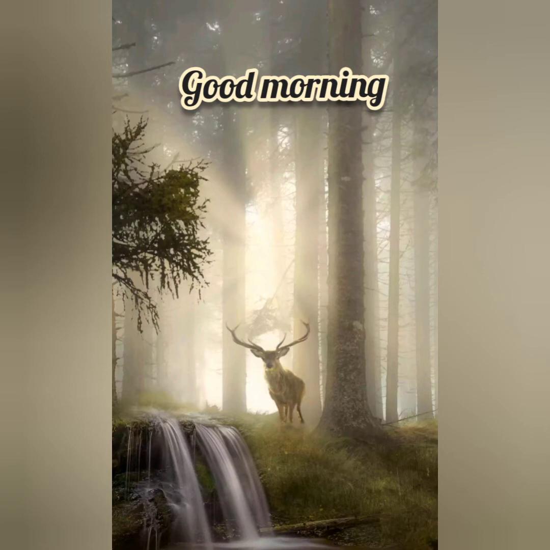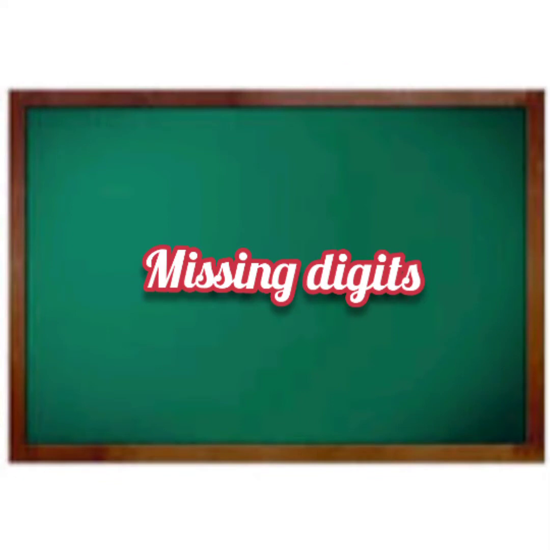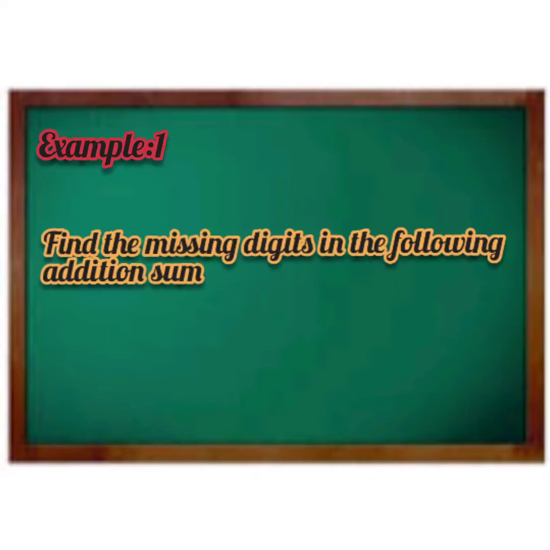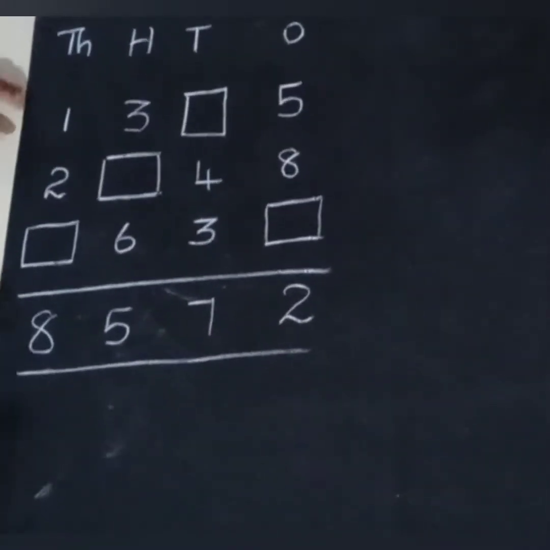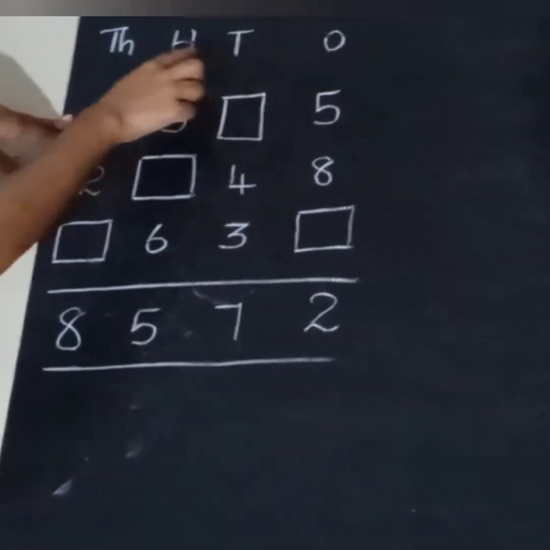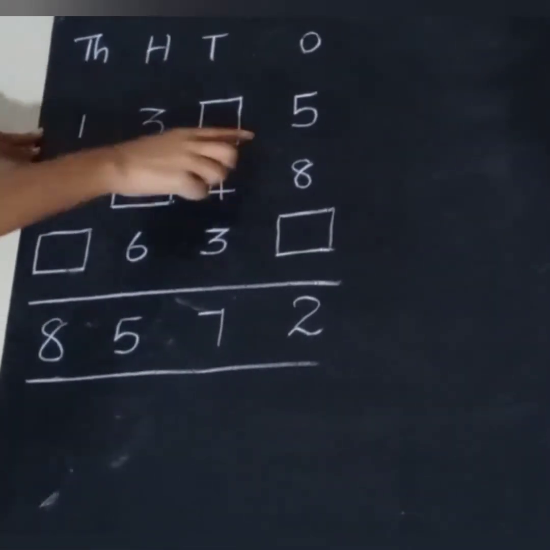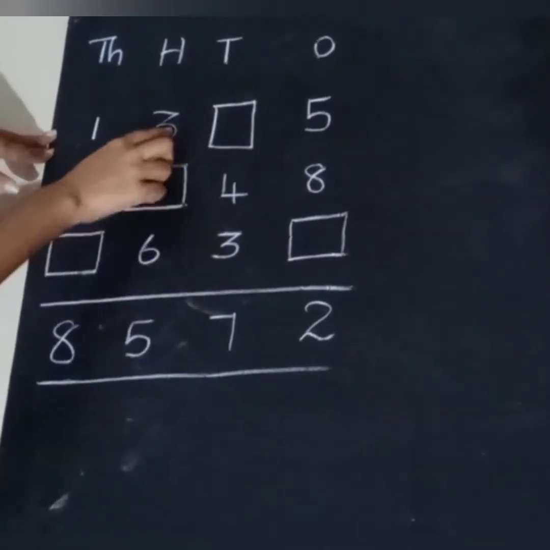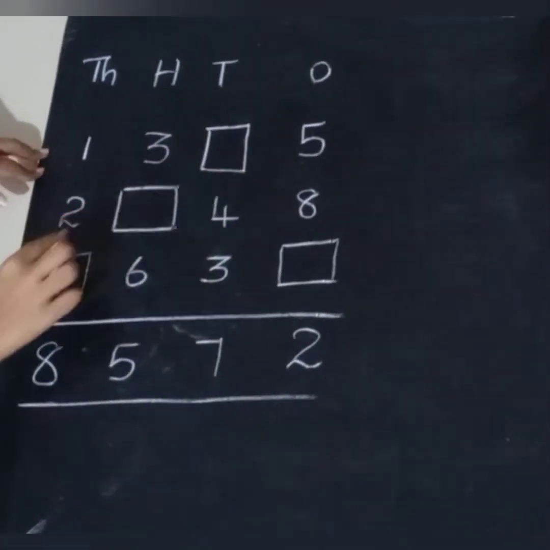Today's topic is missing digits. Let's start this topic with example 1. Find the missing digits in the following addition sum. Students, this is your question. We have the place value chart up to 1000 and 4 empty boxes are there.